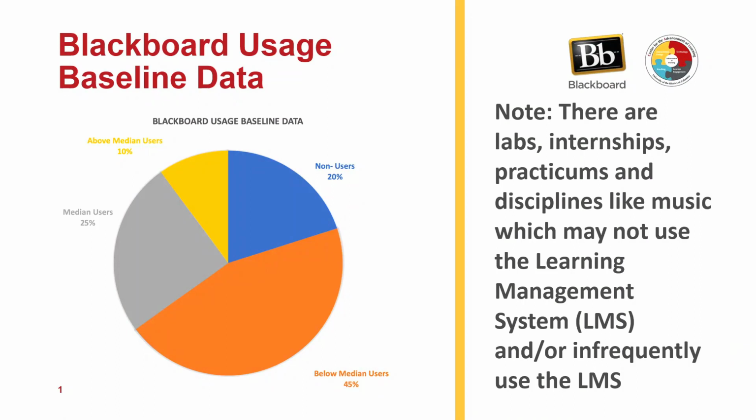The data in this slide identifies 4 categories of Blackboard users at UDC. 10% were identified as above median users, 25% were identified as median users, 45% were identified as below median users, and 20% were identified as non-users. This data was taken from the Learning Management System, Blackboard, in 2018. This data informs us of the following.